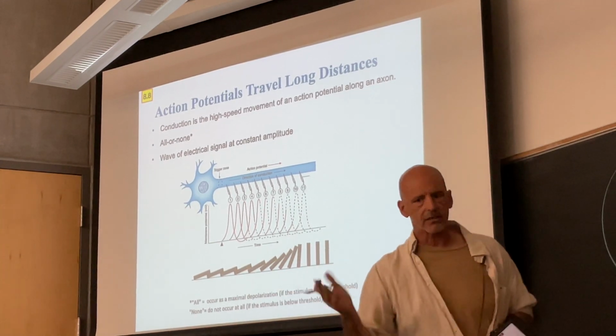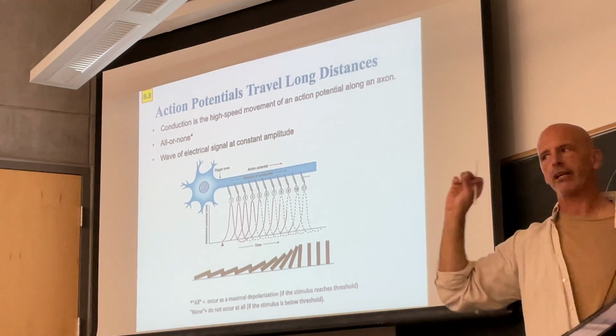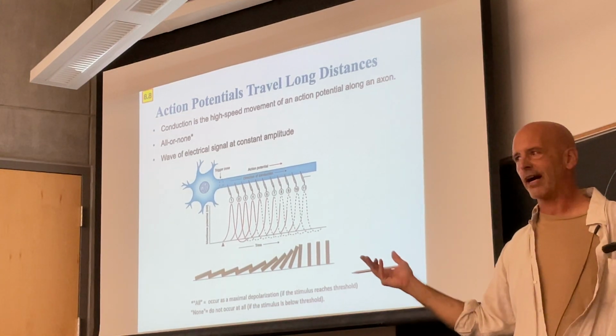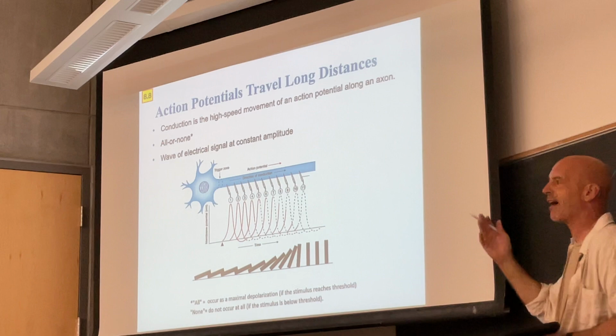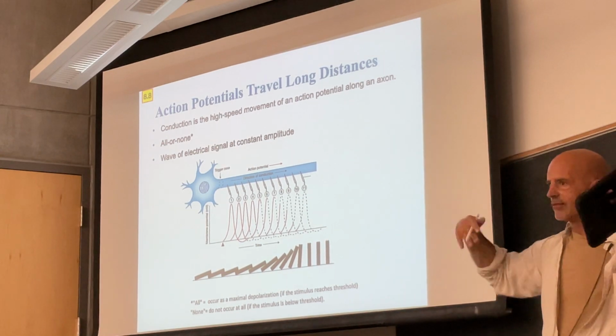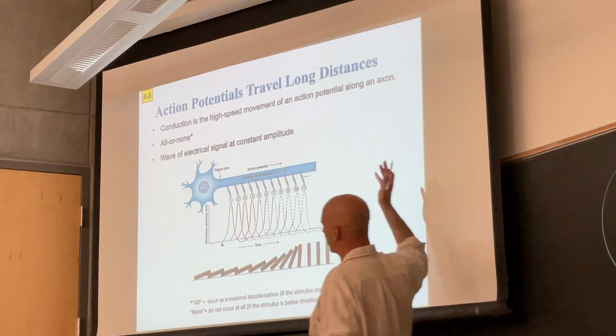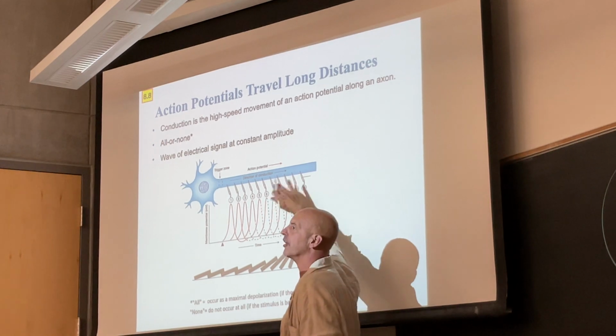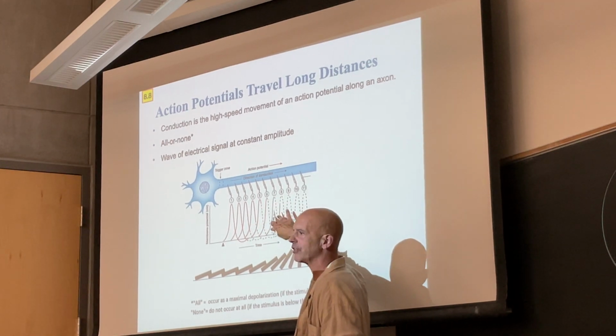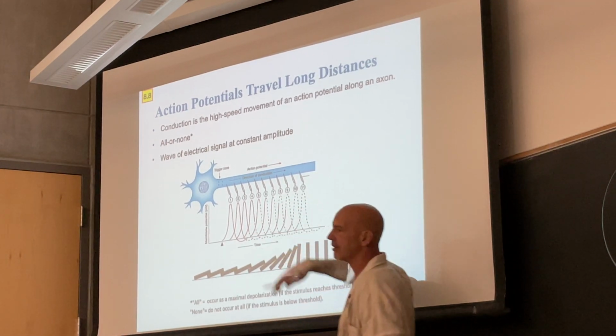So if it doesn't reach threshold, it doesn't fire. It could be -54, and it doesn't fire. If it's -56, it fires just as strong as whatever, -60 or -30, it doesn't matter. If it reaches -55, that's enough to send an all or none signal.